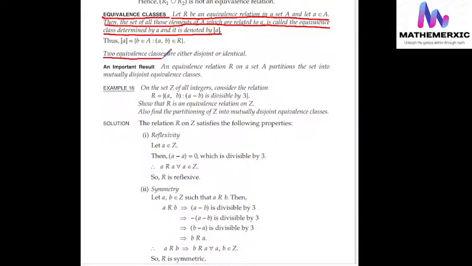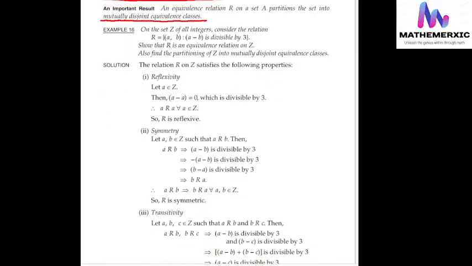Two equivalence classes are either disjoint or identical. An important result is that an equivalence relation R on a set A partitions the set into mutually disjoint equivalence classes. Let's review one example. On the set Z of all integers, consider the relation R such that (a, b) is in R when a minus b is divisible by 3. We have to show R is an equivalence relation on Z, and find the partitioning of Z into mutually disjoint equivalence classes.